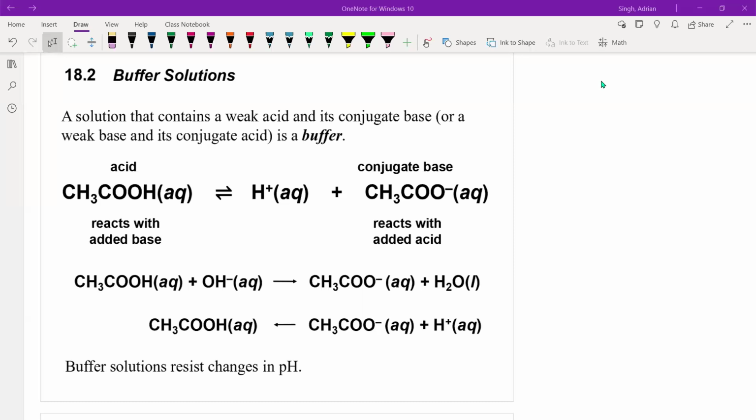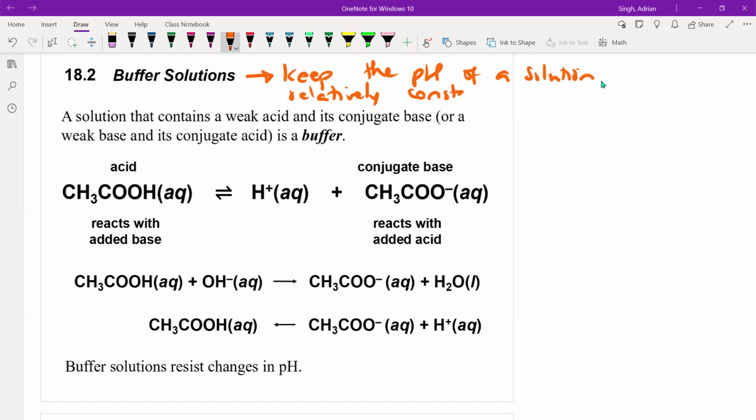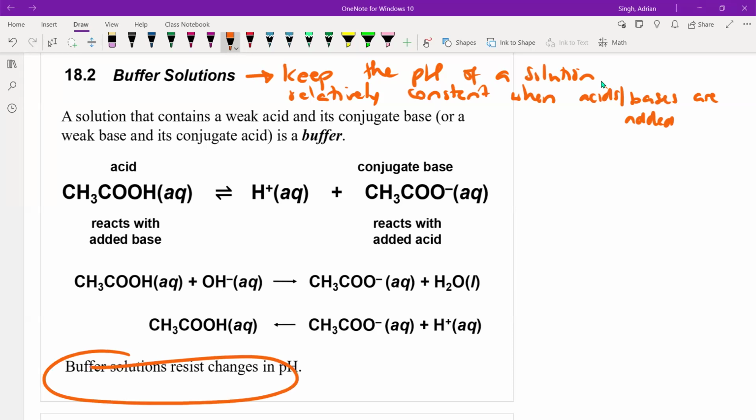So a buffer solution can be thought of as a solution that keeps the pH of a solution relatively constant when small amounts of acids or bases are added to that solution, right? So in other words, what buffers do is they resist drastic changes in pH.